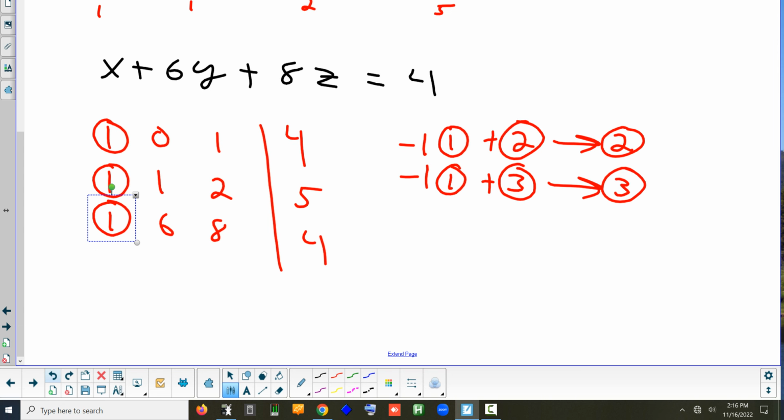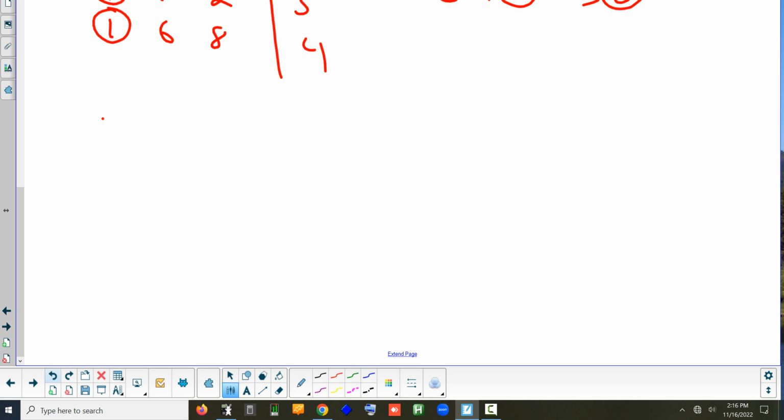Okay. So, are we replacing anything in the first row? No. Never. The first row stays the same once you have a 1 here for the entire row. So let's copy that down. 1, 0, 1, 4.